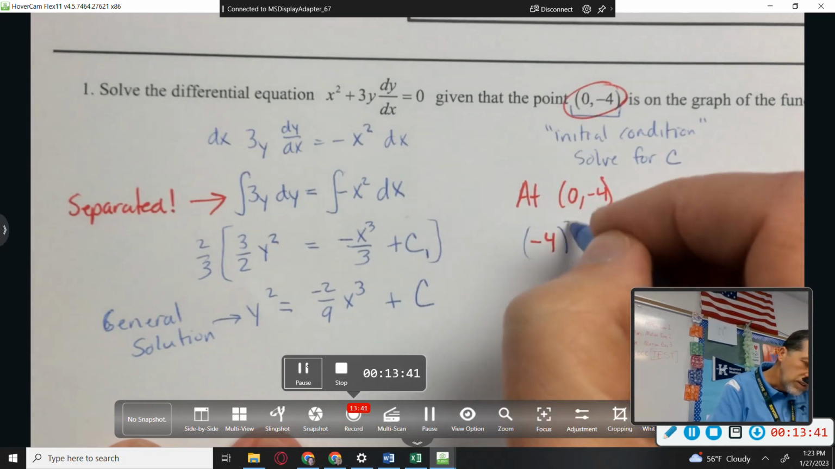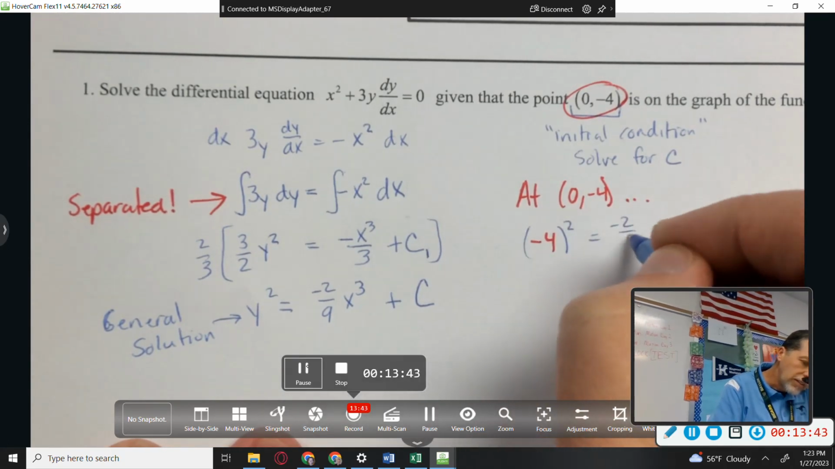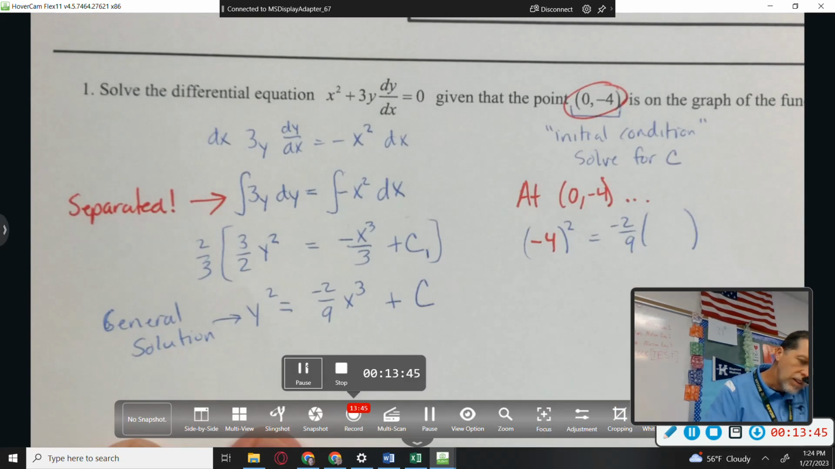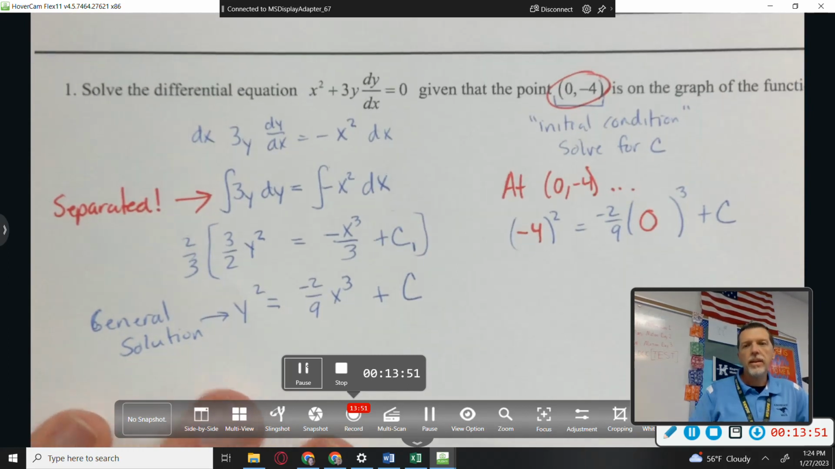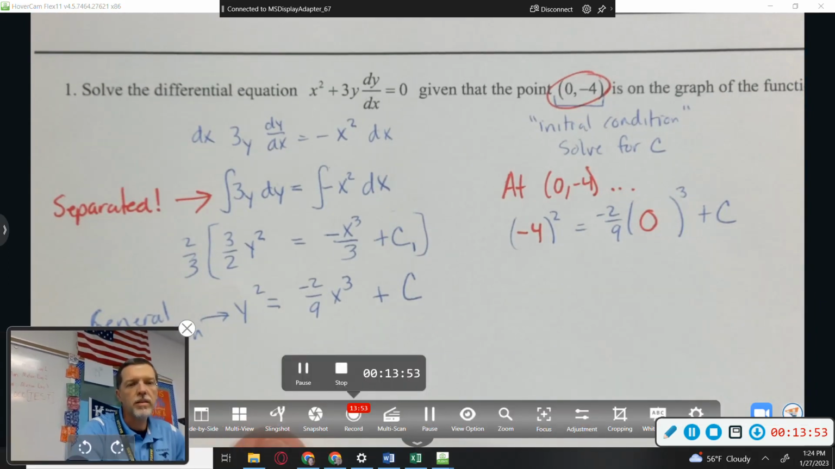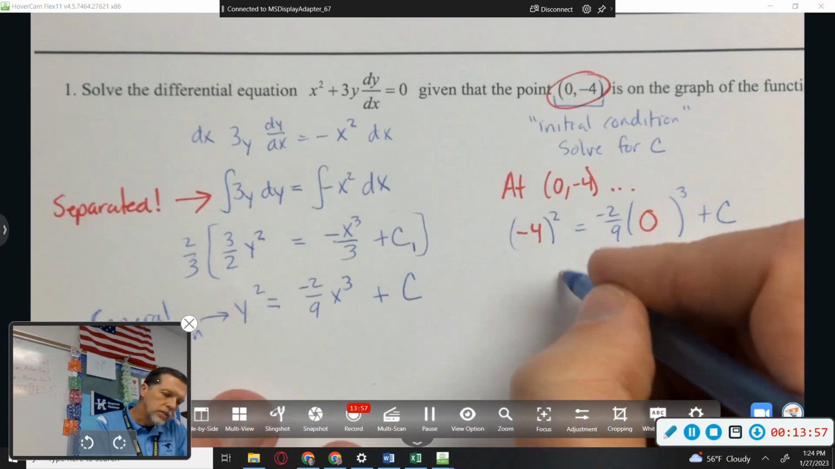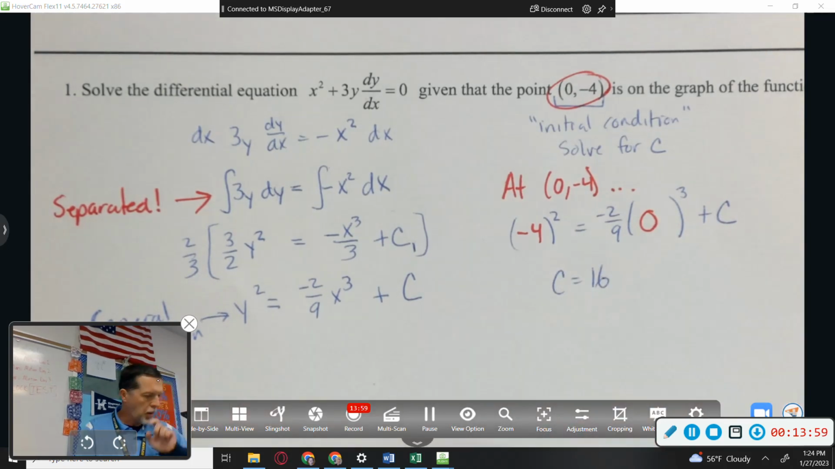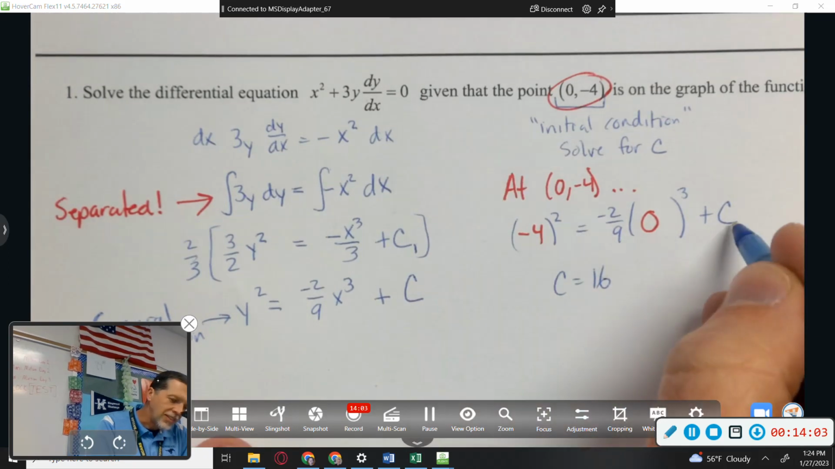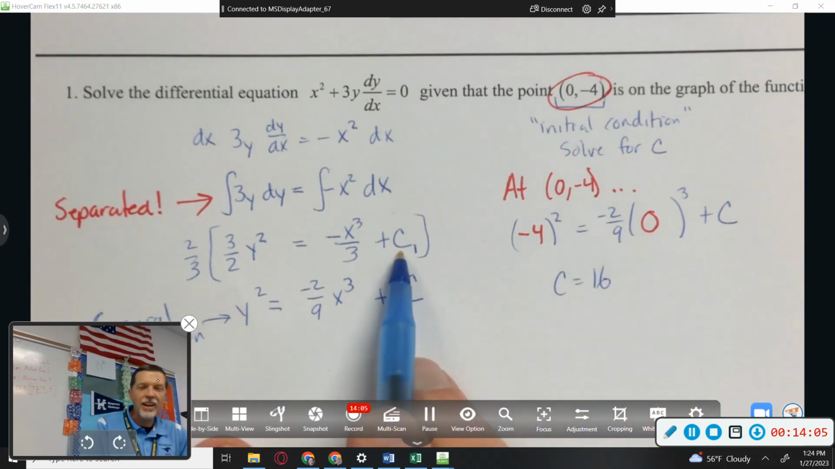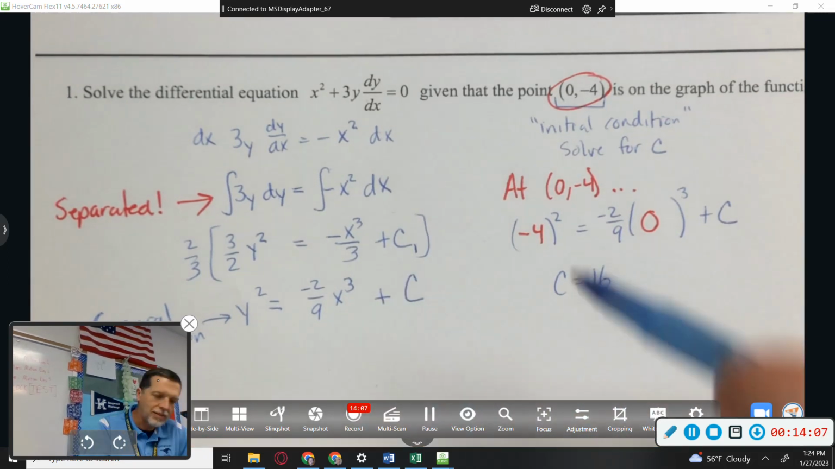So negative 4 squared equals negative 2/9 times 0 cubed plus c. Kind of convenient when they give us one that works out like that. So c equals 16. Yes, the c that we're dealing with is 16. That other c, I don't know, but multiplied by that's 3 halves, don't know.